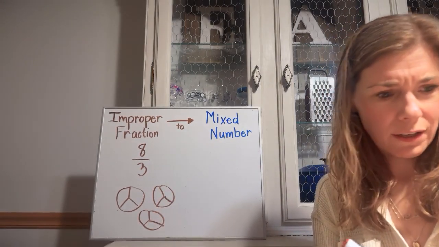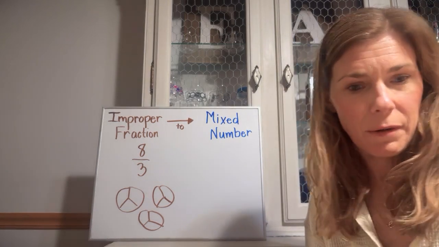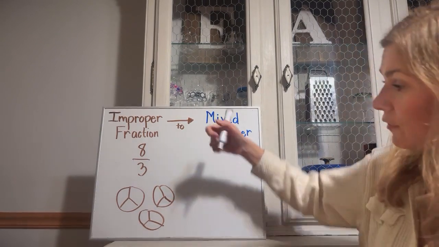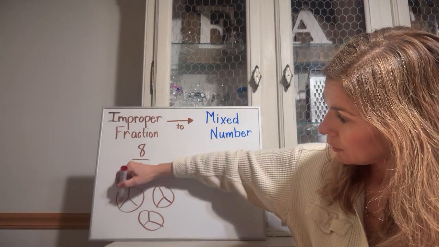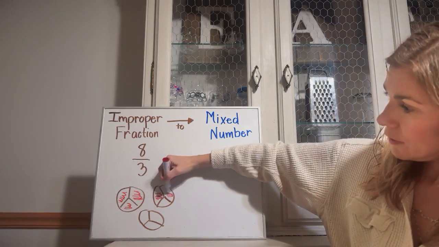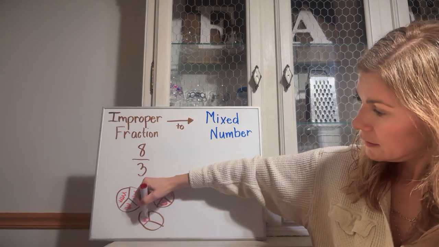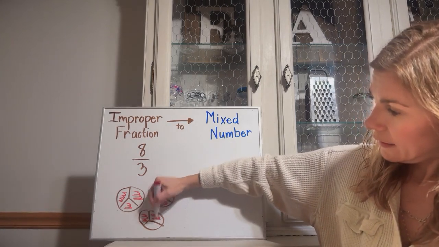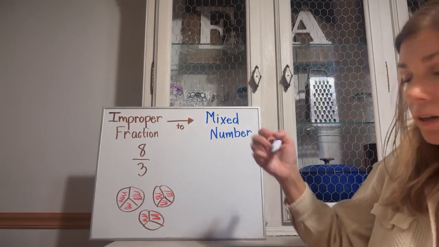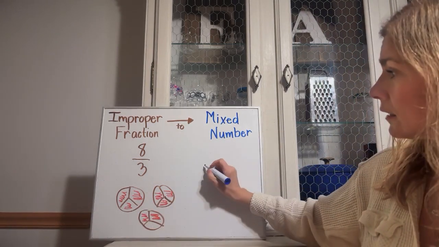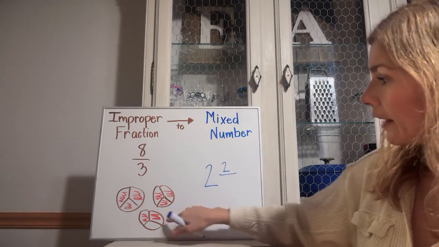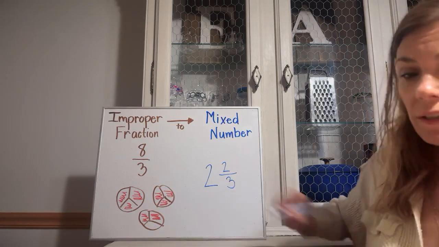Sorry, it's not easy to draw sideways and still look at the camera. Okay, then I want to color in 8 of the pieces. So 1, 2, 3, 4, 5, 6, 7, 8. That's 8 thirds. To write that as a mixed number, you have 2 whole pieces with 2 pieces left over, and it's cut into thirds. So we still have our thirds as our bottom number.